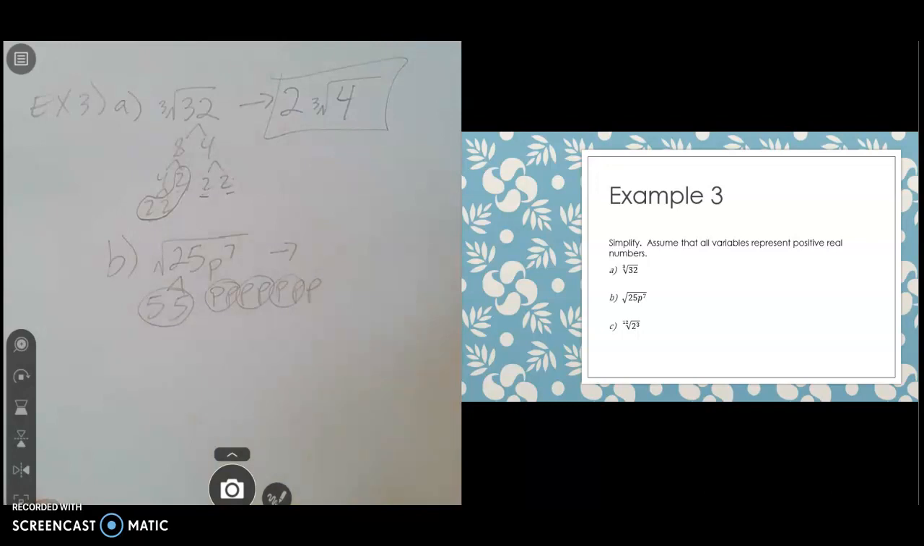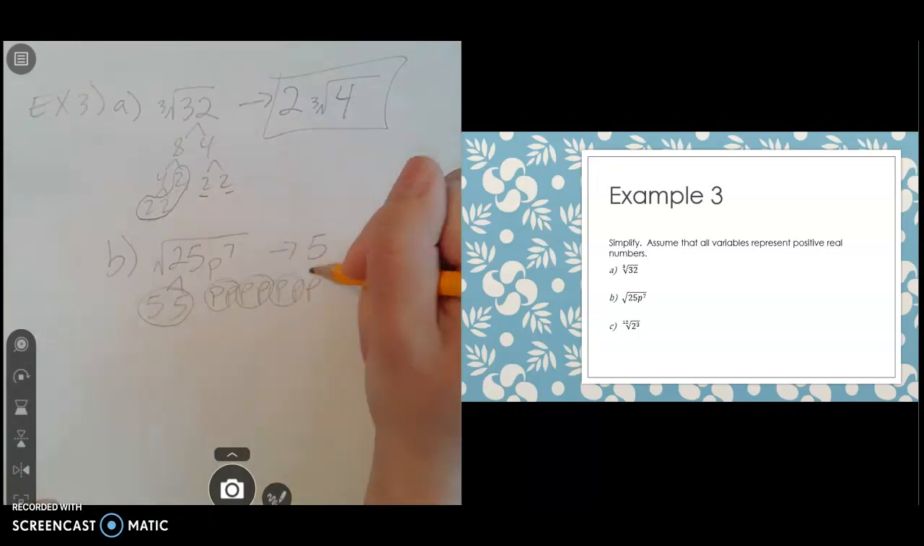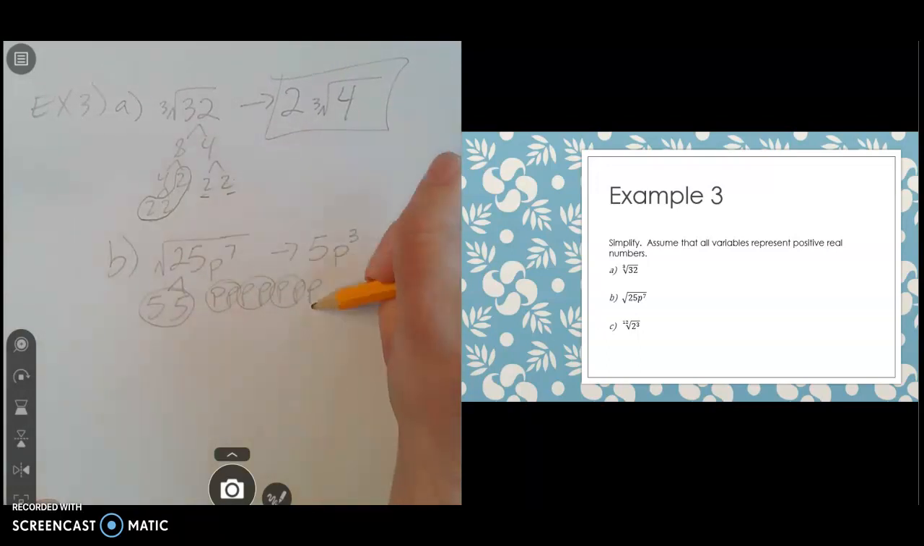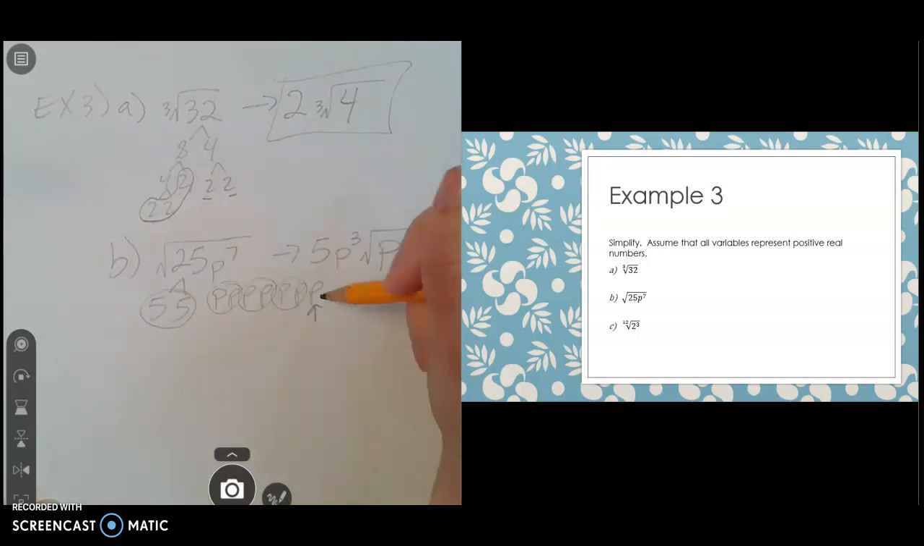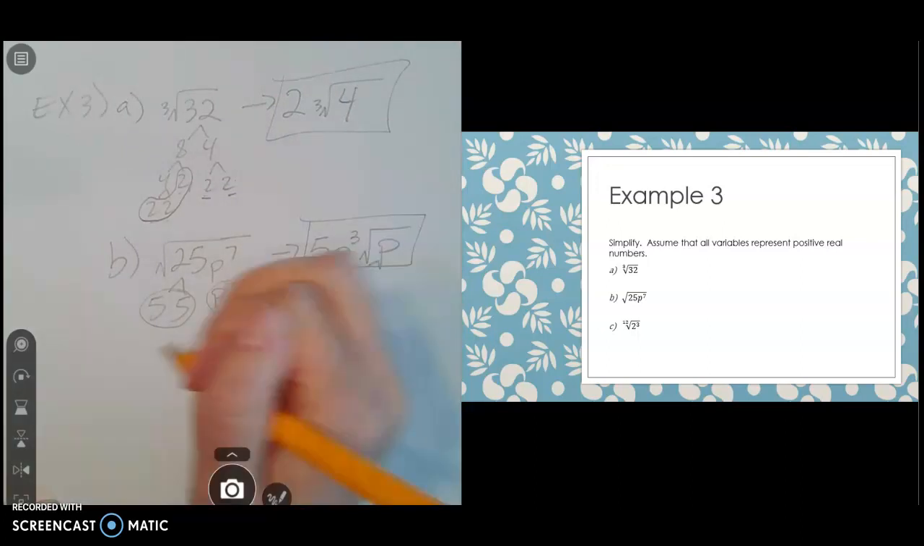So the things that we can take out of the square root, we have a group of 5s. And we have 3 groups of p's, so that would be p to the 3rd. There's another little p that's left over. He didn't have a partner, so he is going to stay inside the square root. Okay? So the simplified version of this is 5p to the 3rd square root of p.